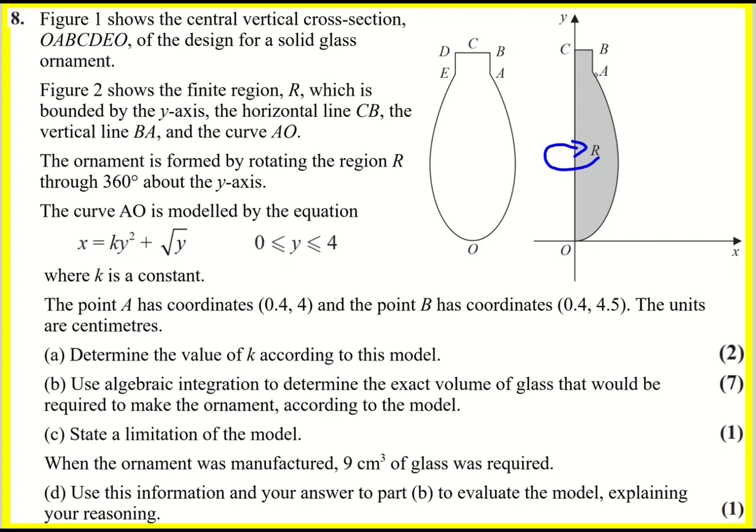And AO, just this bottom bit, is modeled by this equation down here. K is a constant, and then we know that A is on that part of the curve, so we can use that to find K. And that's the first thing we're asked for.